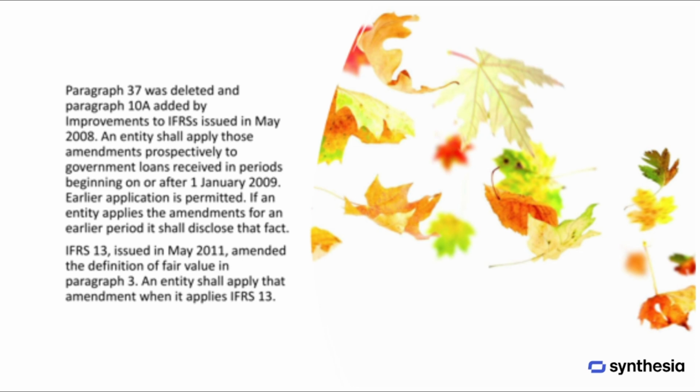Paragraph 37 was deleted, and paragraph 10A was added through the improvements to IFRSs issued in May 2008. Entities must apply these amendments from January 1st, 2009 onward, but earlier application is allowed. If an entity applies the amendments early, it must disclose that fact. Also, IFRS 13, issued in May 2011, changed the definition of fair value in paragraph 3. Entities should apply this change when they start applying IFRS 13.